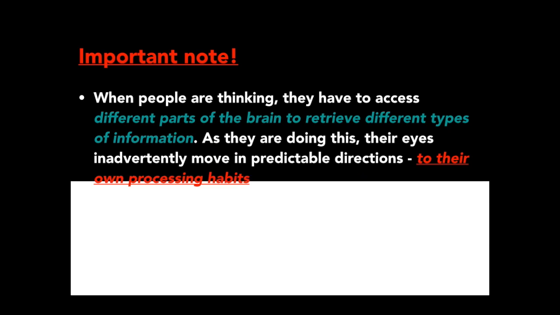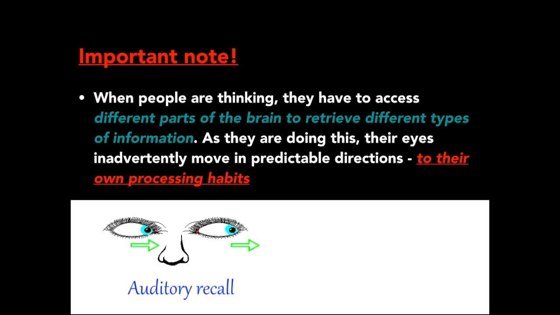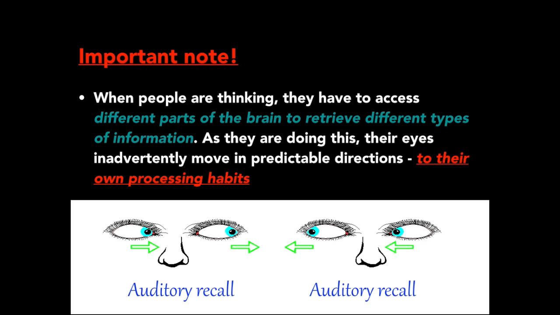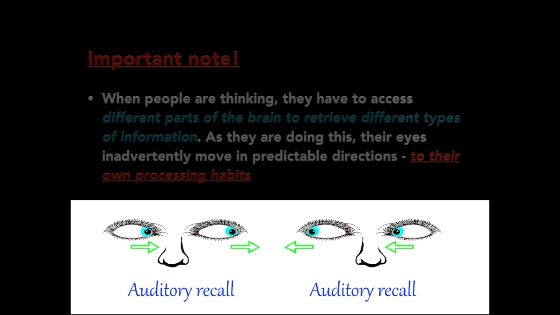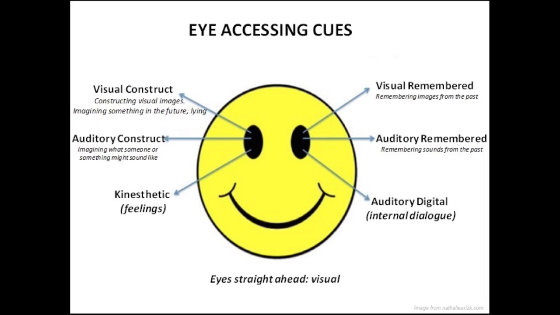Now, everyone's habits are different. So, for example, some people may recall an auditory event when they look to their left, and some people may recall an auditory event when they look towards their right. So the most important factor here is to get a baseline first. So here's a bit of a practical that I just wanted to show you, and take it from there.